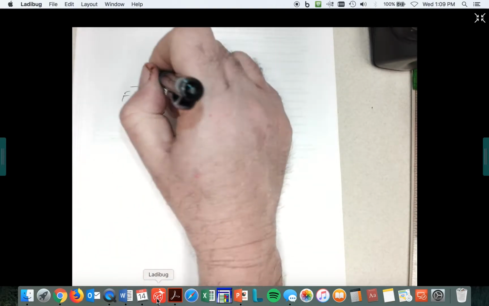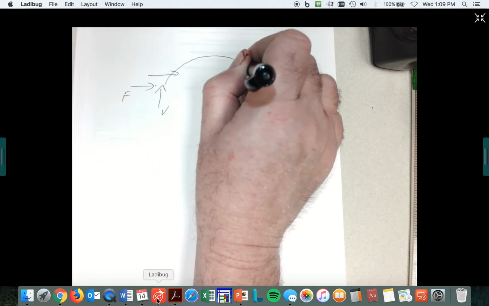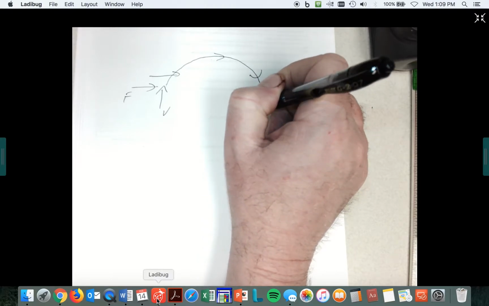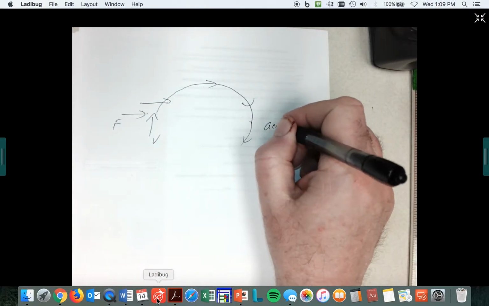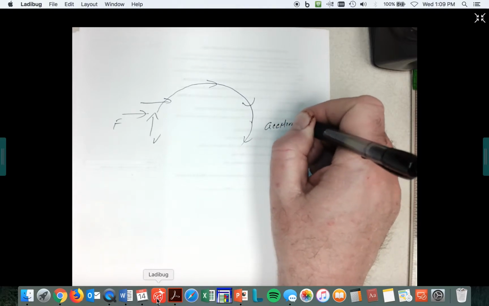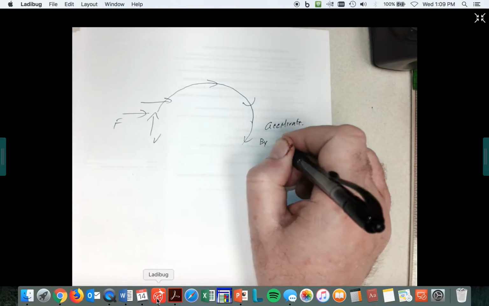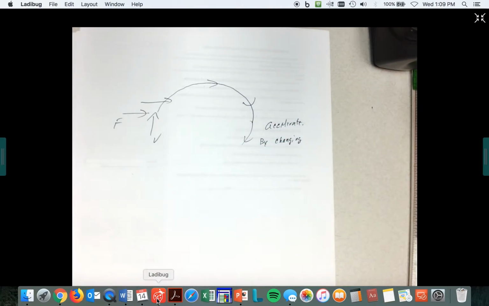It's got a velocity, and that force stays with it. Well, yeah, it's going to go in a circle. It's going to curve. And so therefore it's going to accelerate. But how's it accelerating? By changing direction. Remember, you've got 3 accelerators on your car.